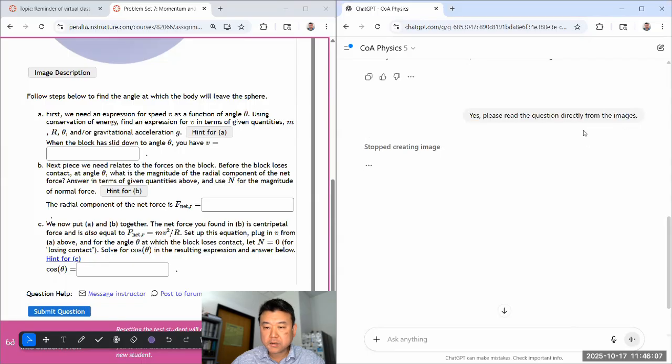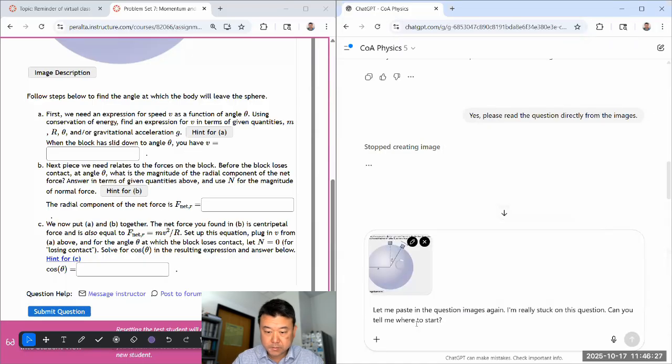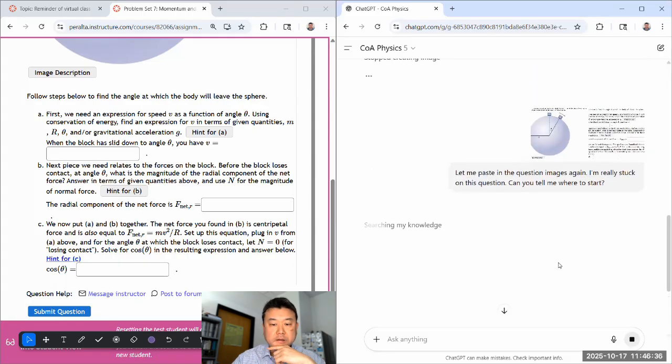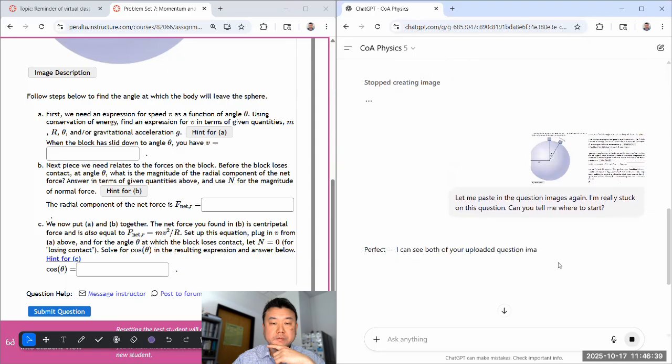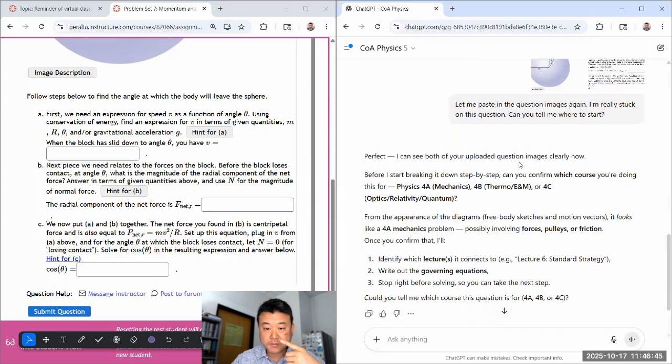Let me do it here. Let me paste in the question images again. I'm really stuck on this question. Can you tell me where to start? When you ask it directly for help, it shouldn't evade the question. It should directly answer it. Okay, it might do that.